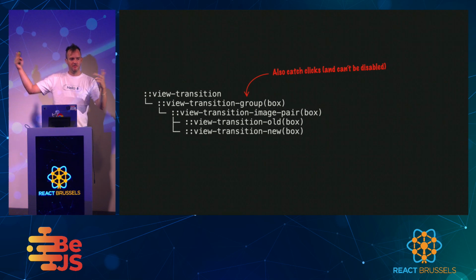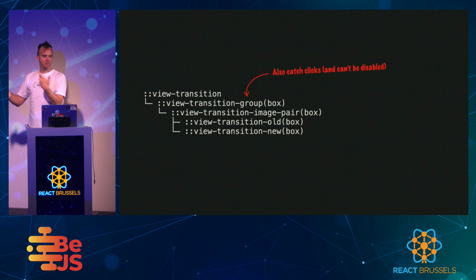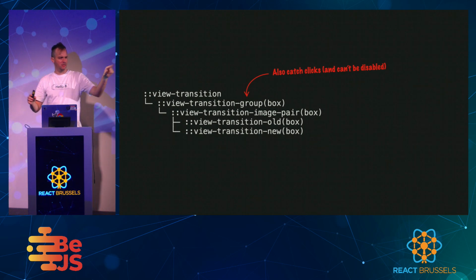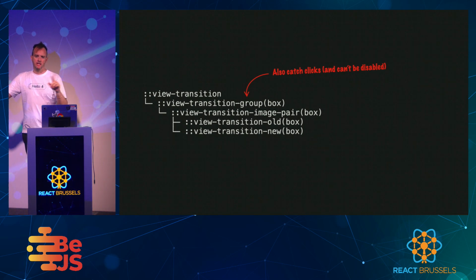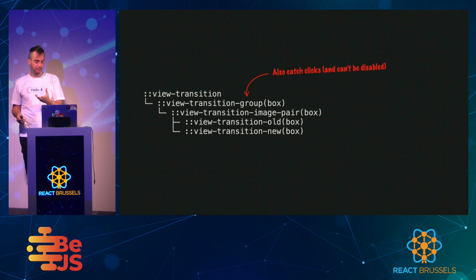Say that each one has an event listener on it, and then while it is moving around and you click it, what should happen? Should the event listener from the button happen or the one from the image? So that's why you can't click any of the elements that are animating.